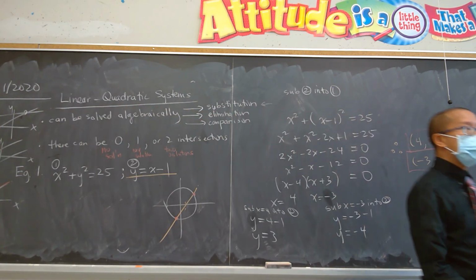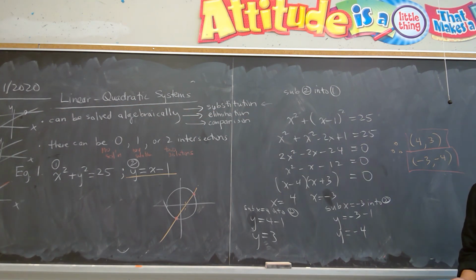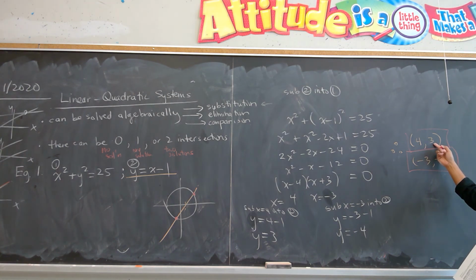Can we check our answer? How can we check it? Any volunteer? How can we check this answer? So, you could input it into equation 1. So we square 4, that's 16. Square 3, 9. 16 plus 9, 25. How about negative 3 squared? Negative 3 squared is 9. How about negative 4 squared? That's 16. These are the 2 solutions.